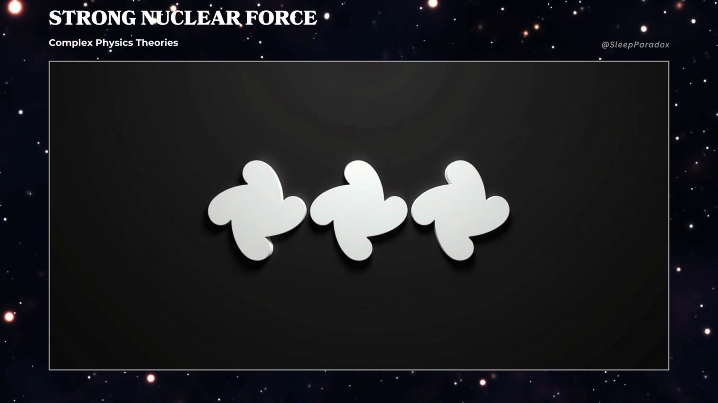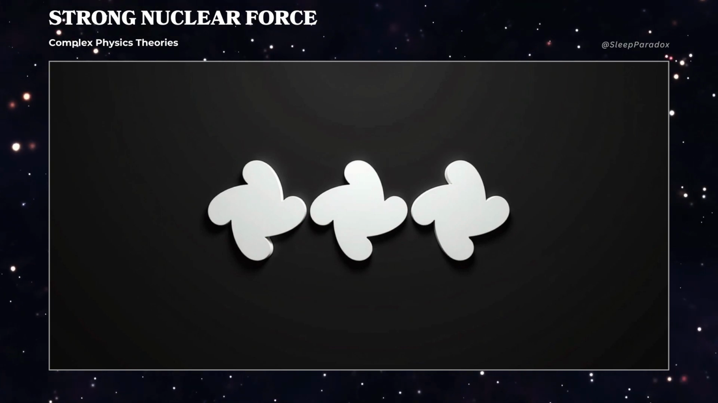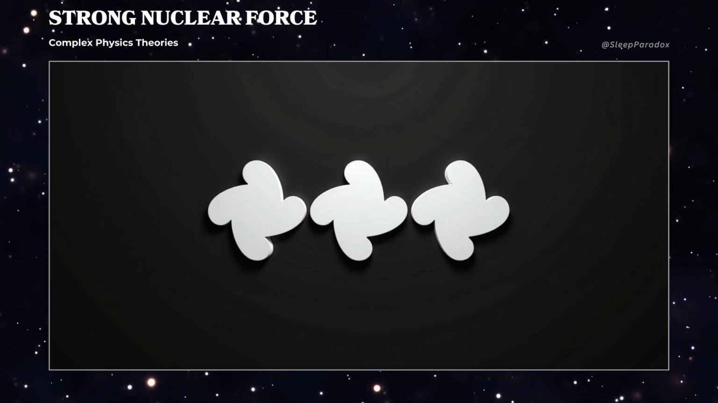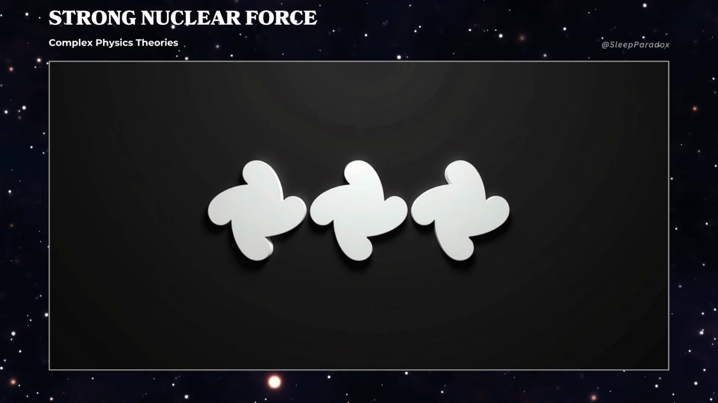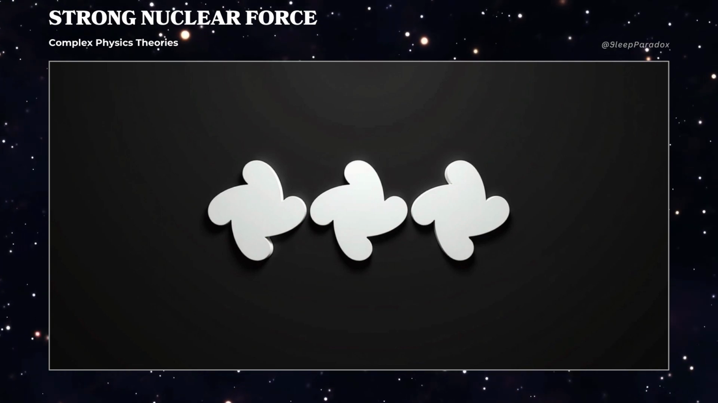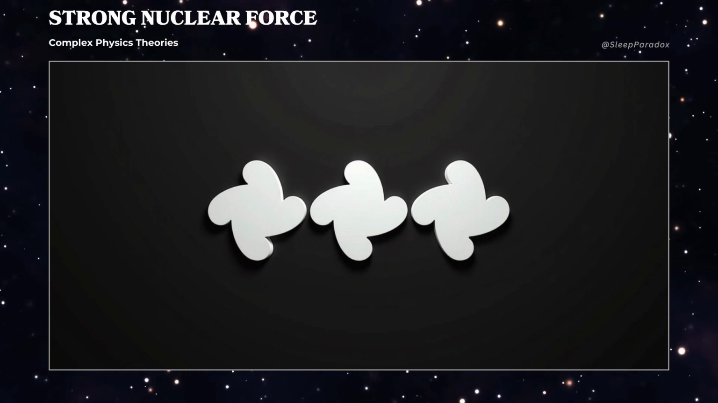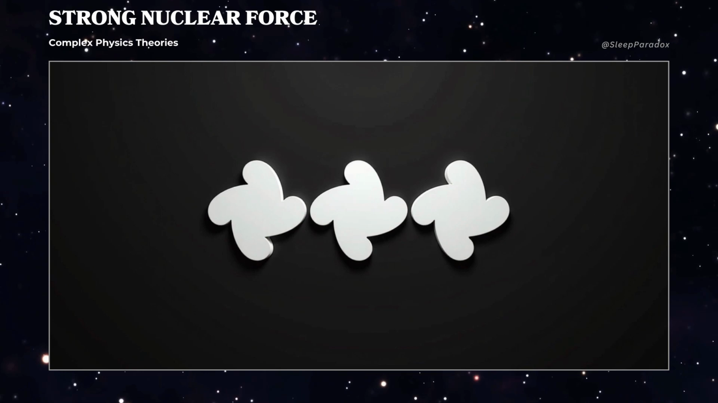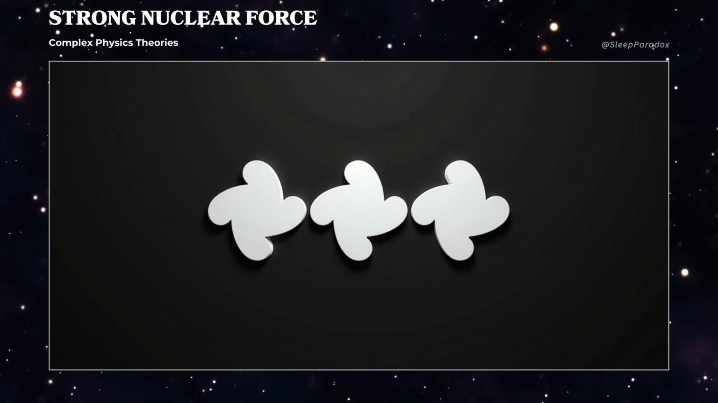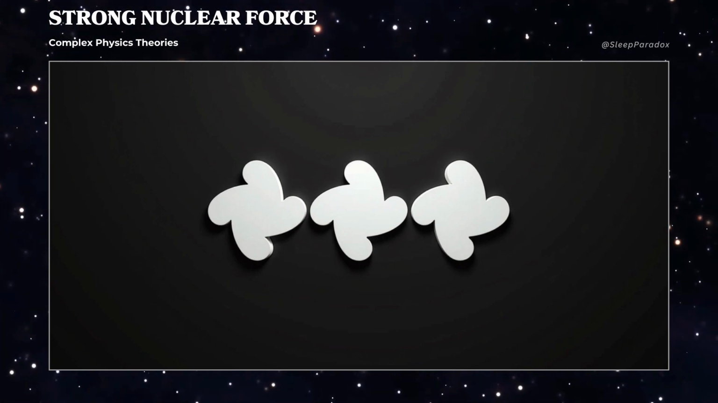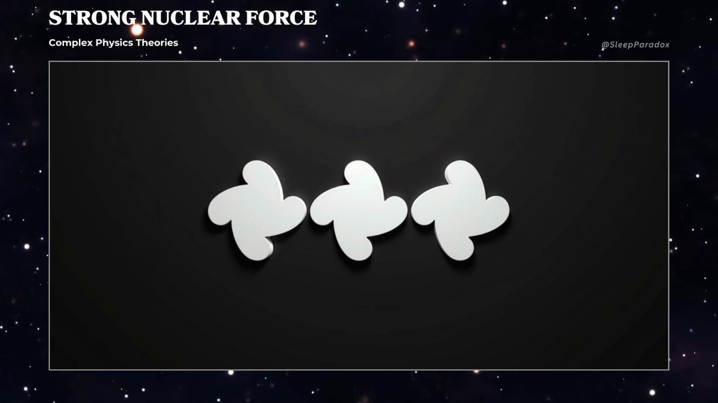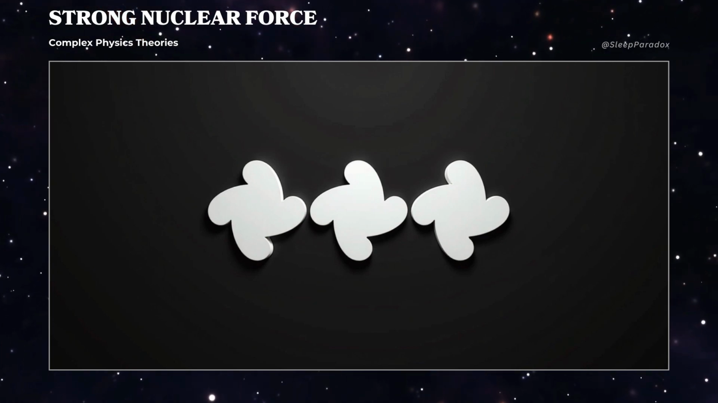At the heart of every atom is the nucleus, composed of protons and neutrons, collectively known as nucleons. Protons are positively charged, and neutrons carry no charge. Under normal conditions, like charges repel each other. Considering this, you might wonder why protons don't simply fly apart due to their mutual repulsion.